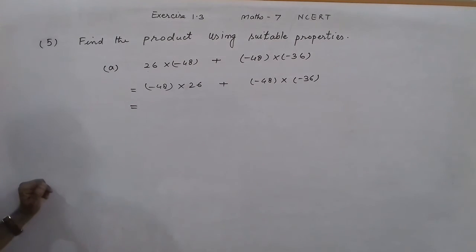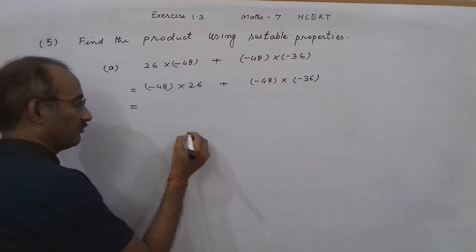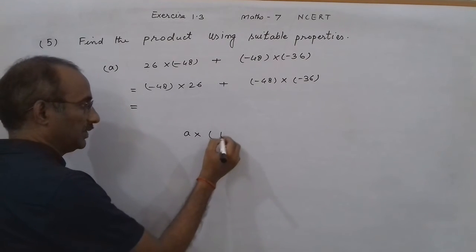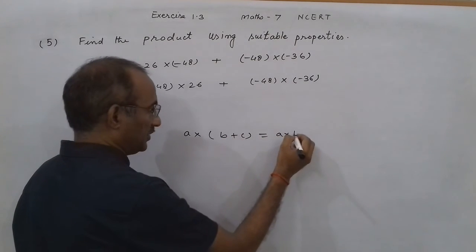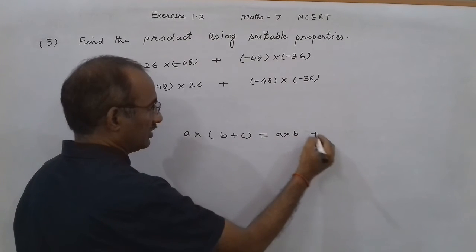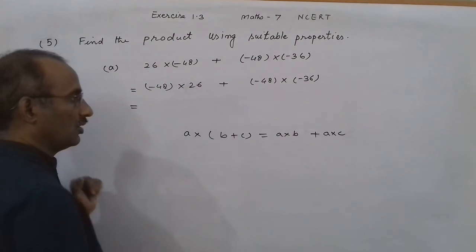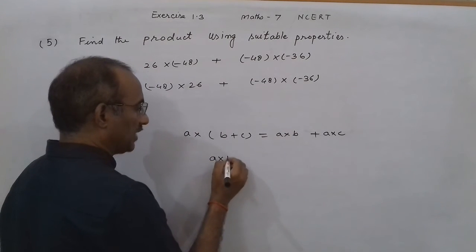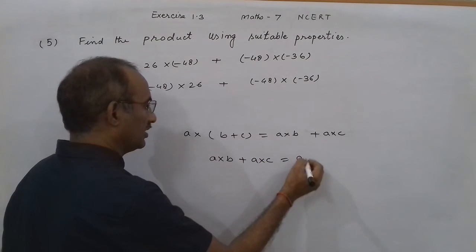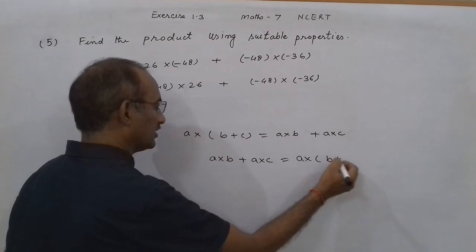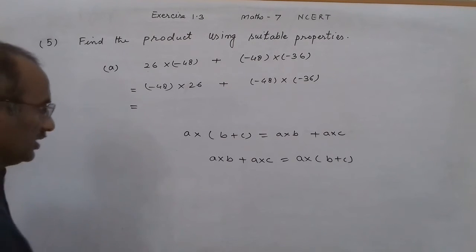Now we use distributive property. What does this property say? If A multiplied with B plus C, then we have A multiplied with B plus A multiplied with C. Or if we have A multiplied with B plus A multiplied with C, then we can write A multiplied with B plus C. So this is the distributive property.